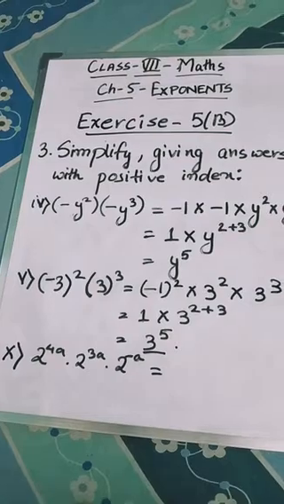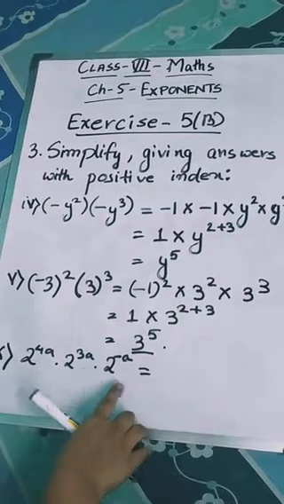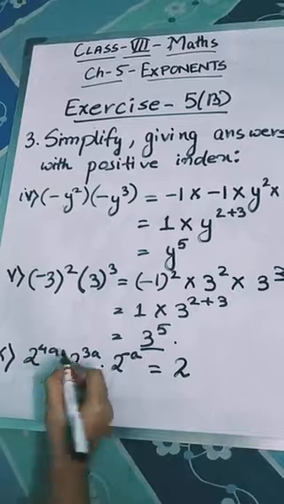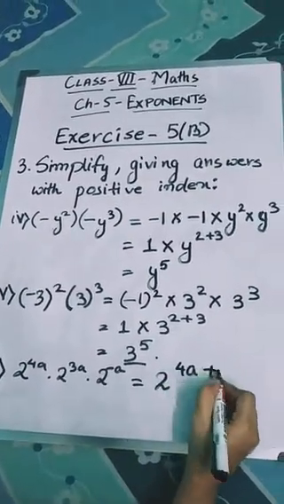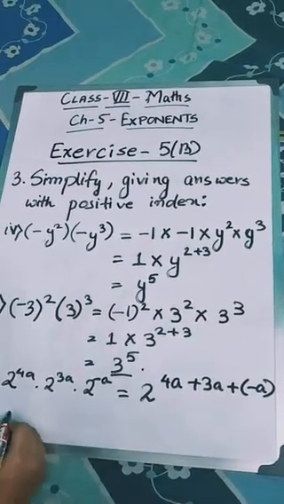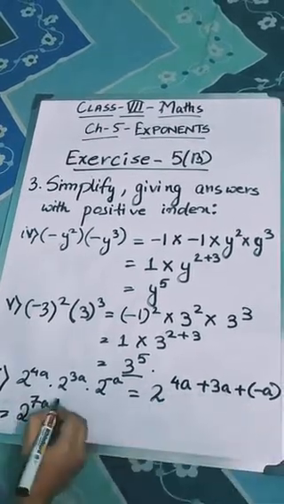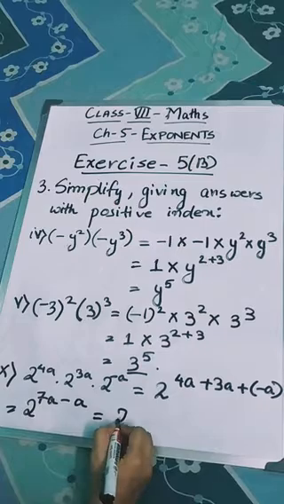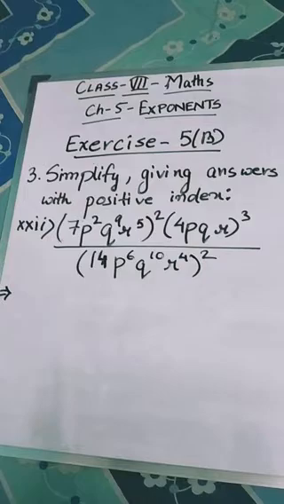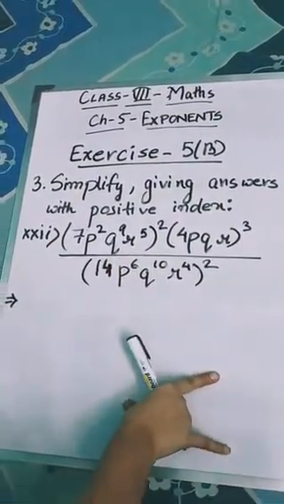Okay class, question number 10. 2 raised to the power 4a, 2 raised to the power 3a, 2 raised to the power minus a. So here all the bases are same, so it will be 2 raised to the power 4a plus 3a plus minus a. So 4a plus 3a will be 7a, plus minus a will be minus a. That will be 2 raised to the power 6a. Answer.